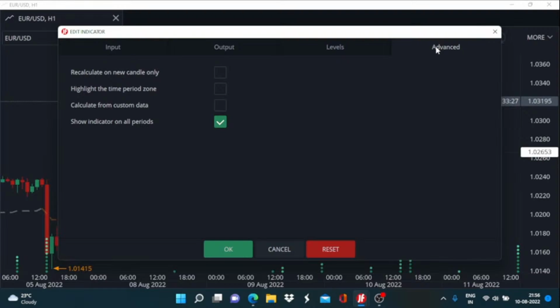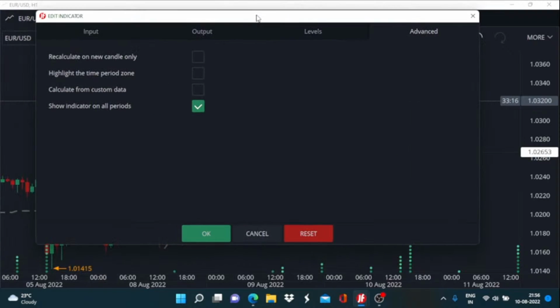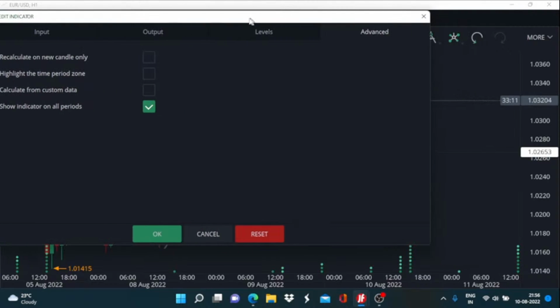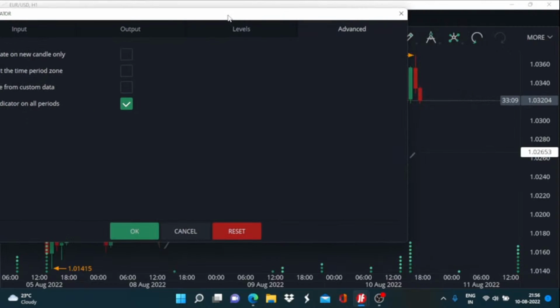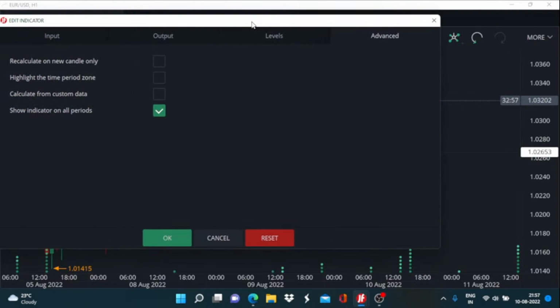Then there are some advanced editing options provided to us. If we want the output value for the midpoint to remain constant over the current candle period, then we simply have to opt for this recalculate on new candle only. And if we opt for this, then only when new candle formation takes place, this midpoint line will be plotted and it will remain there for the whole of candle period's time.